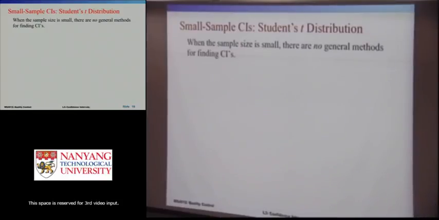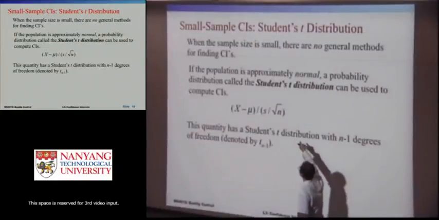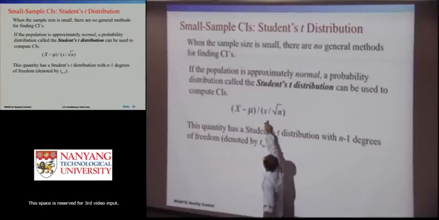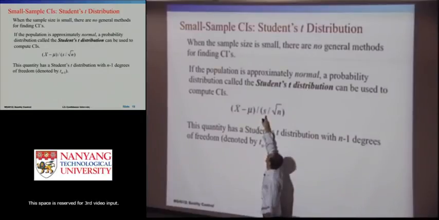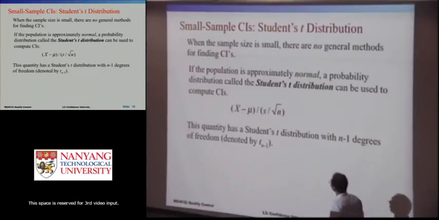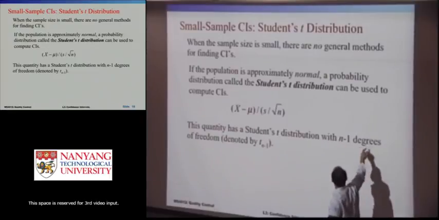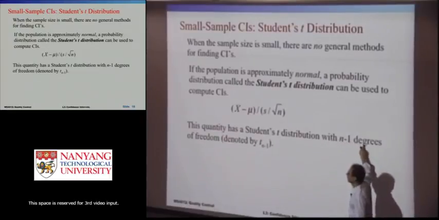So for the small sample, we replace this. You can see this sounds familiar, right? If I replace S by sigma, what's sigma divided by the square root of n? Sigma x bar, right? So this is very similar. So this quantity has a Student's t distribution with n minus 1 degrees of freedom.